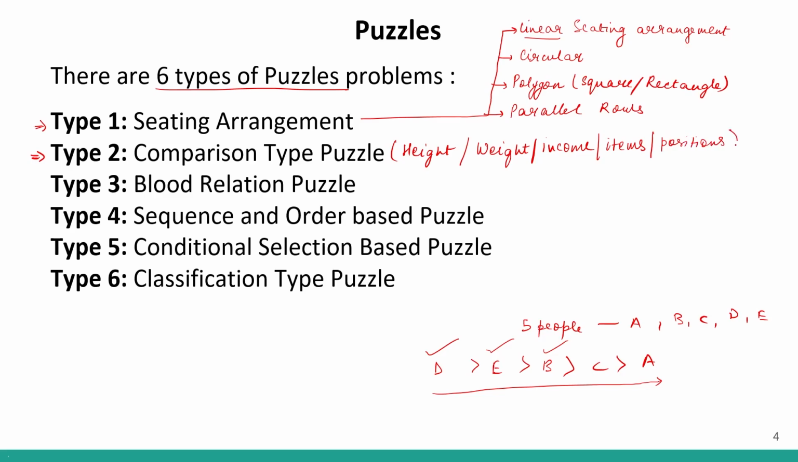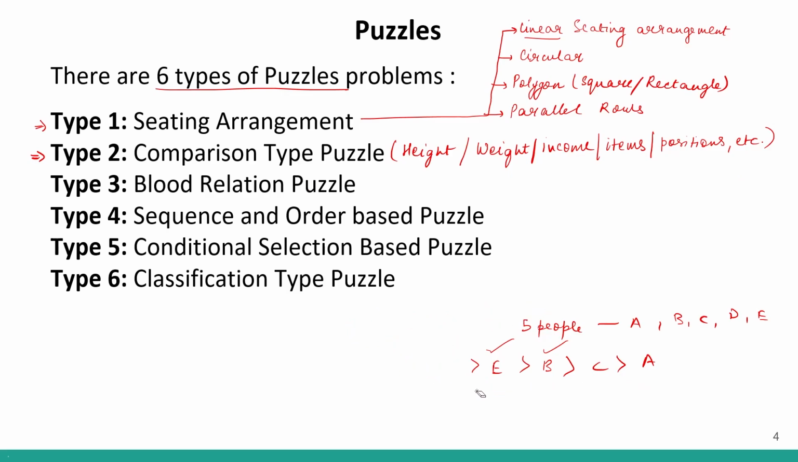For example, in an office there are 8 positions. CEO is in a higher position than, let's say, COO, which is higher than manager, which is higher than deputy manager, which is higher than clerk, which is higher than peon, something like this. So based on positions also, and so on, you can get various attributes based on different types of comparisons. So these are your comparison type puzzles.